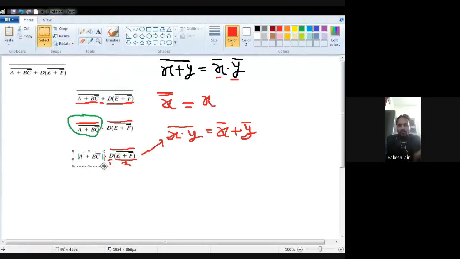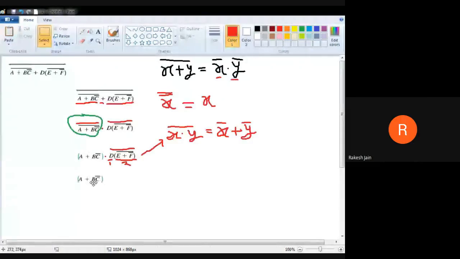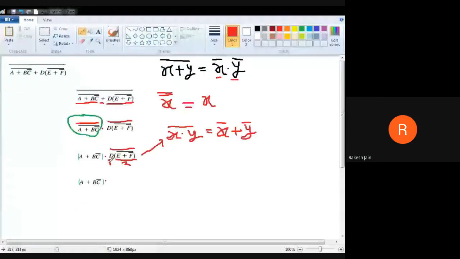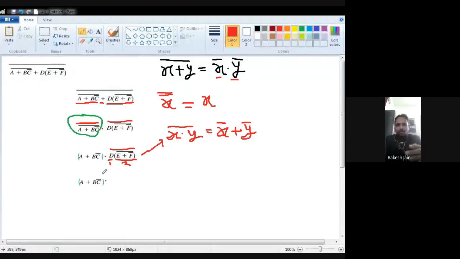Because I cannot say anything about this first term, a plus b c bar, I just put it as it is. Now for the second term I apply the De Morgan theorem. What is x? X is your d, and y here is e plus f bar having a whole bar. Because both are in a dot product, they will be converted into a plus individually having a bar. So first of all I make a bracket.